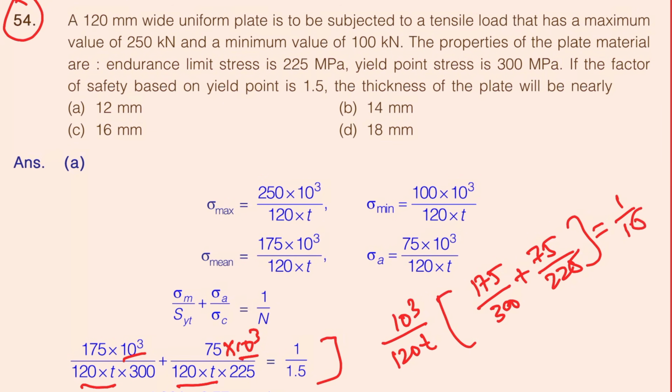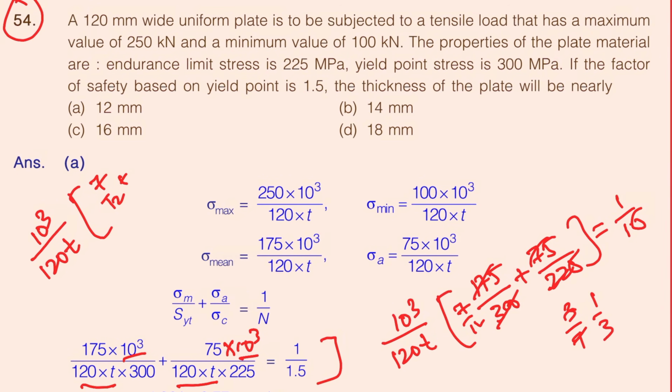Now I will do the cancelling out here. So it comes out to be 10 raised to power 3 divided by 120t multiplied by, so I will cut it by 25, and that gives me 7 divided by 12, right? So it gives me 7 divided by 12, plus I will cut this also with 25. This gives me 3 by 9, and that comes out to be 1 by 3. So plus 1 by 3 is going to be 1 upon 1.5.